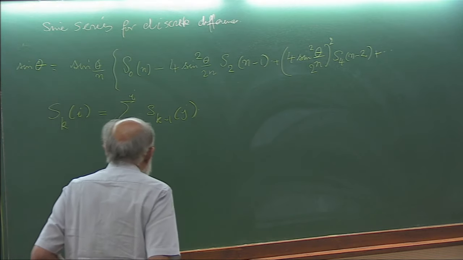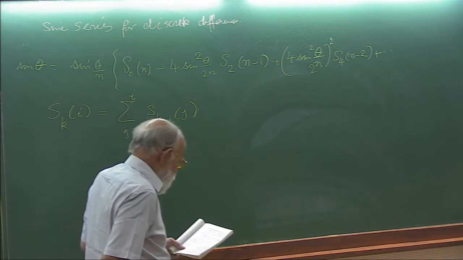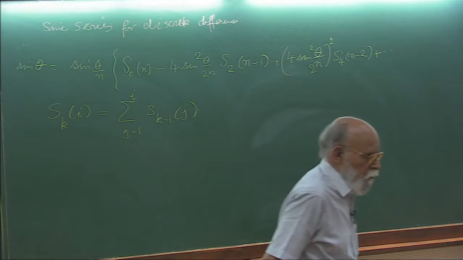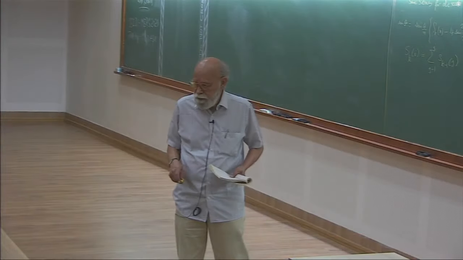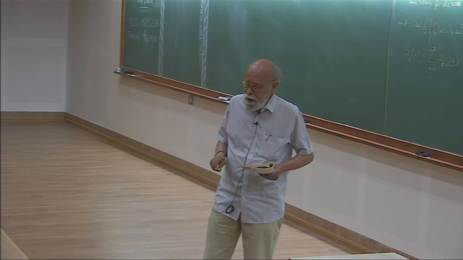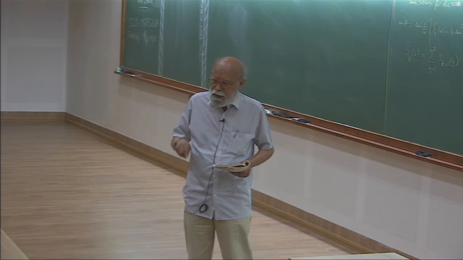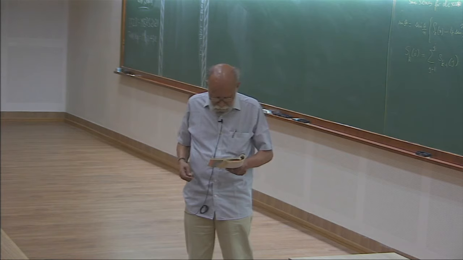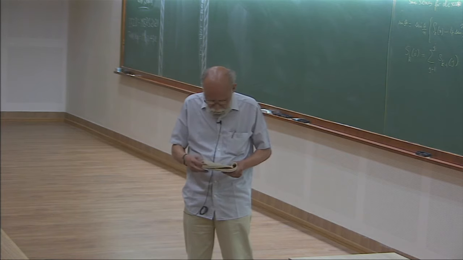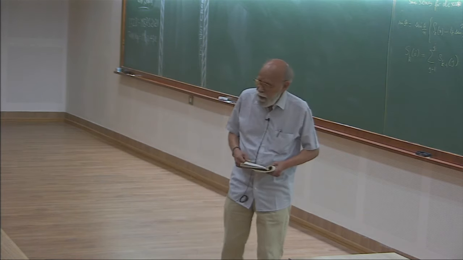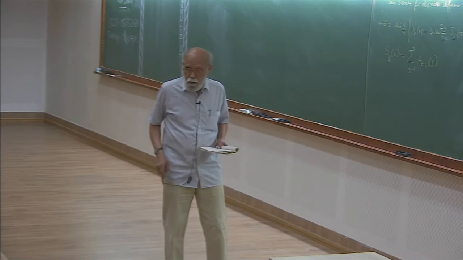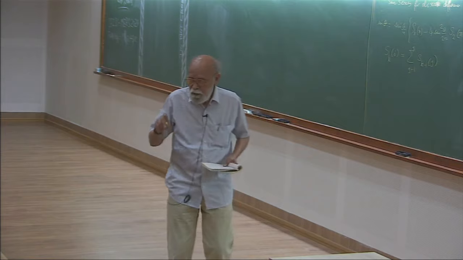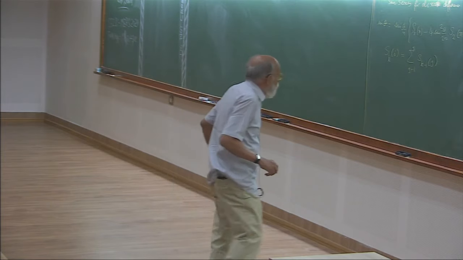What is S0,n? S0,n is defined to be 1. The initial values will have to be specified. S0,n is 1, and S k,0, what is S k,0? S k,0 is 0. Sorry, I beg your pardon.